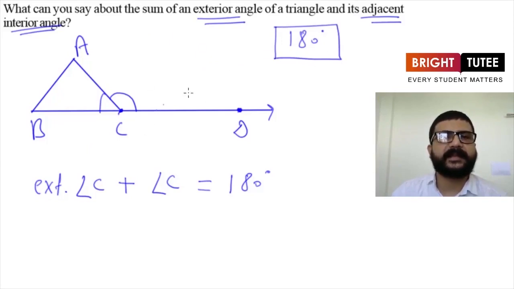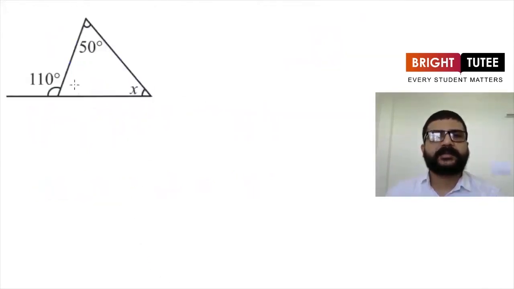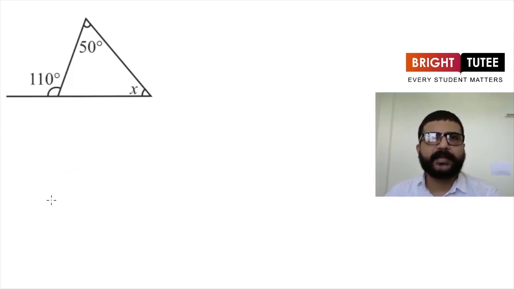This sum is 180 degrees. Now the next question is, a figure is given to us, we have to find the value of x here. How can we do that? What we have just studied is the exterior angle property, and here one of the exterior angles is given as 110 degrees. Now what was the exterior angle property?